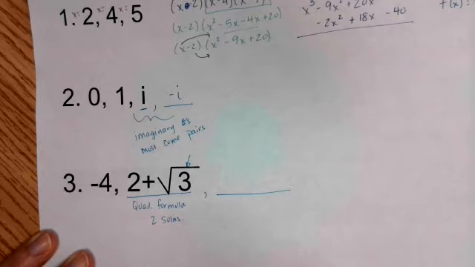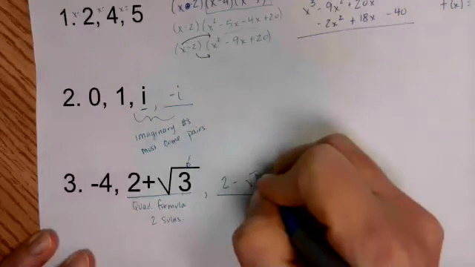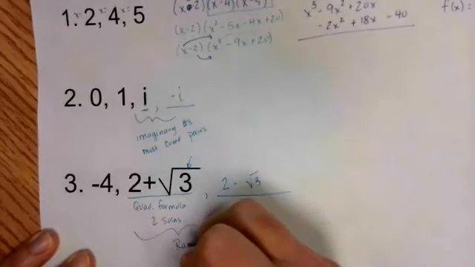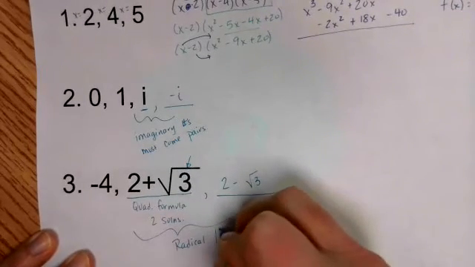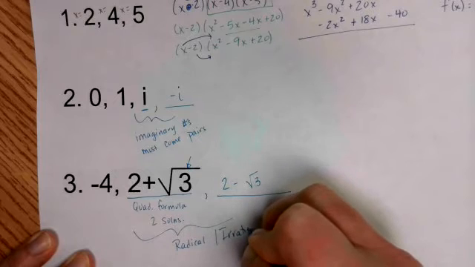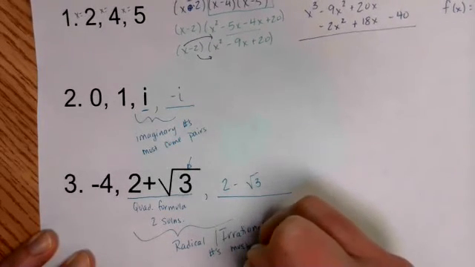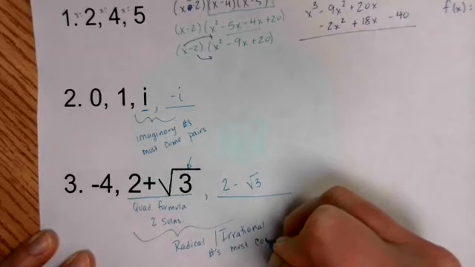2 minus the square root of 3. Absolutely. Look at you guys. So imaginary numbers must come in pairs, and radical, irrational numbers, because they are irrational with the radical, must also come in pairs.